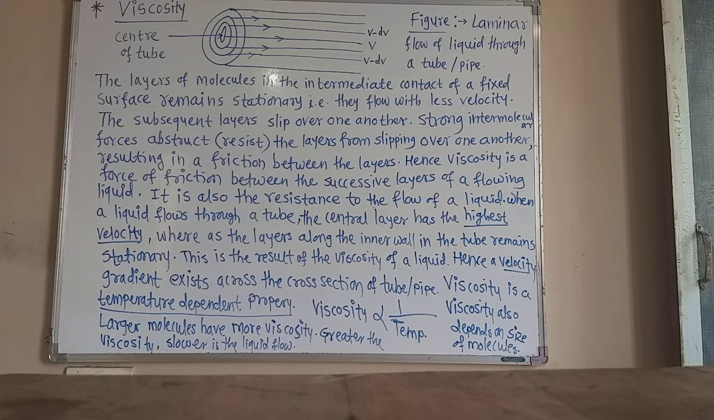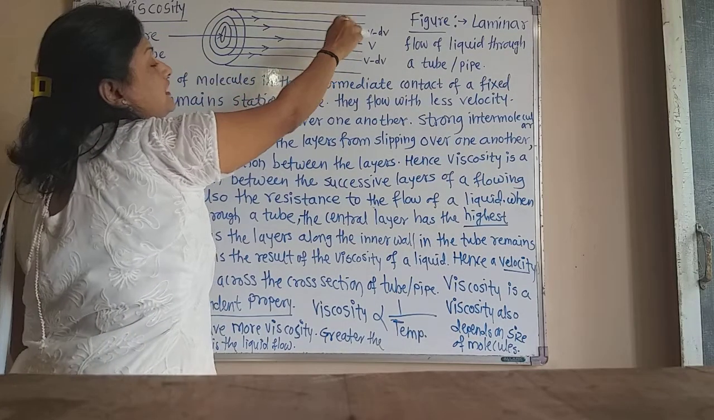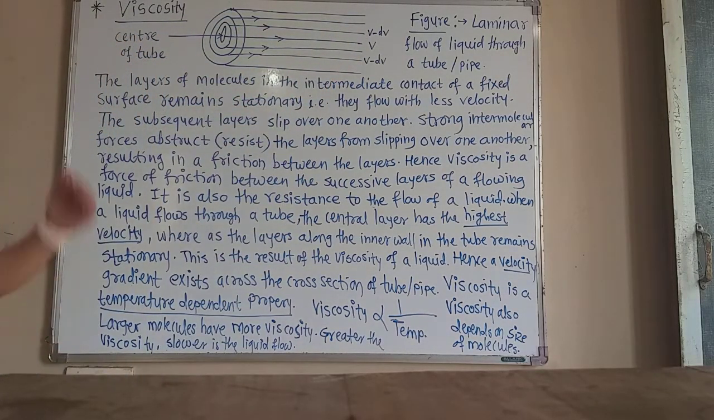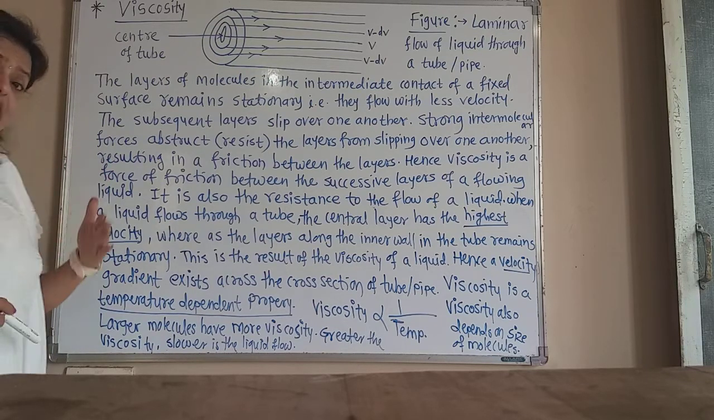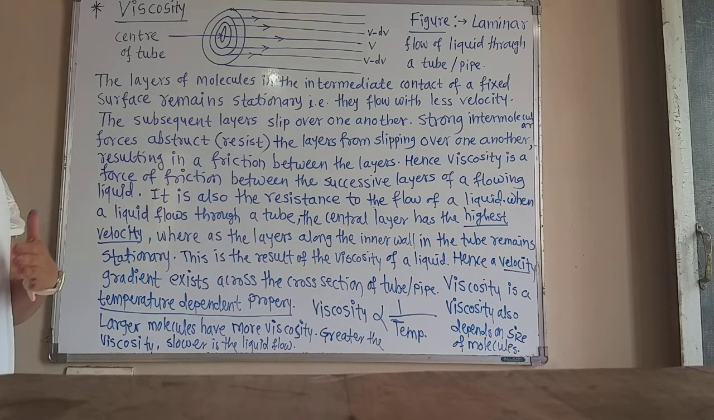Remember that. Hence, a velocity gradient always exists across the cross section of the tube. These are the velocity gradients. Different velocities are there. As we go away from the central layer of the liquid flowing in the tube, the velocity decreases and decreases towards the wall. And this is the velocity gradient that exists across the cross section of the tube or pipe.